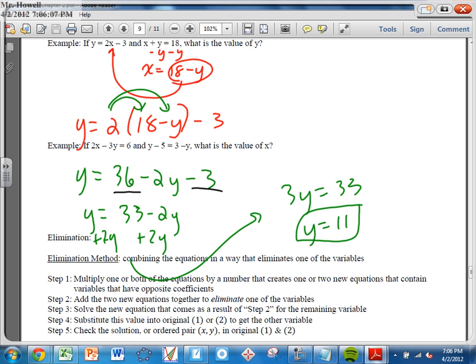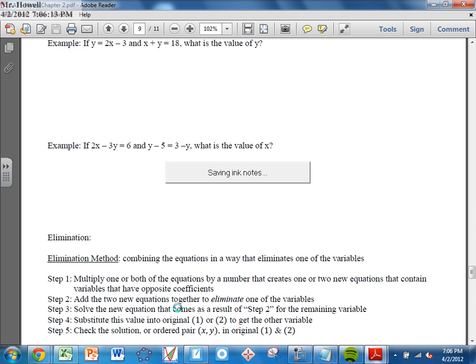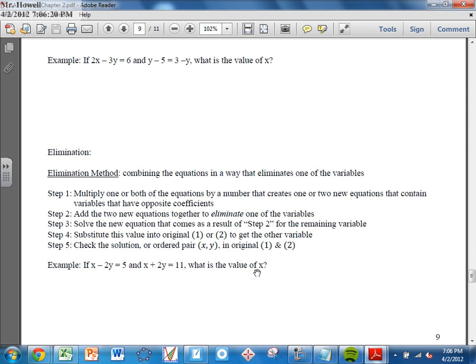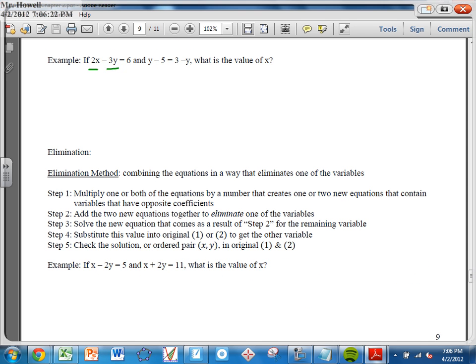Okay, so what have we done here? We've done the substitution method. Okay? Let's look at the second one. This says find the value of x. But to find the value of x, I really need to get rid of y, because here I've got x and I've got y. So let's solve for y over here, actually, and then plug it in.